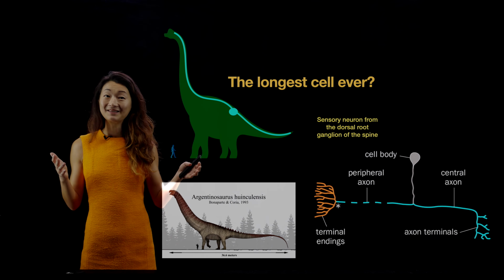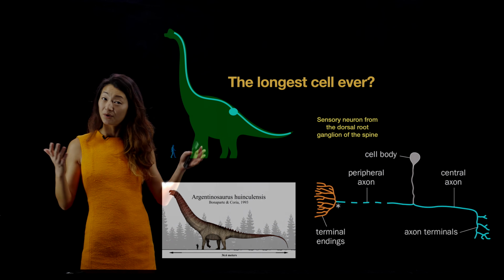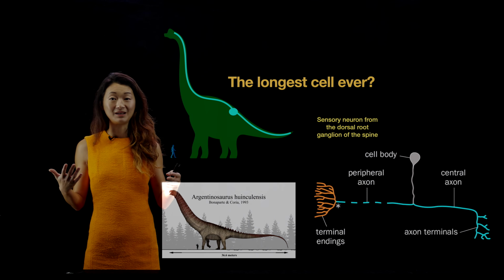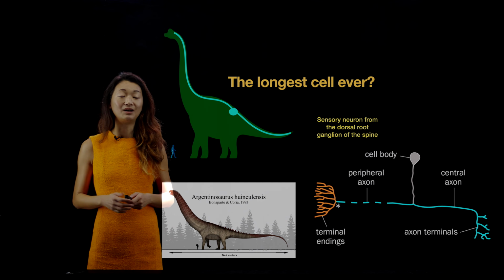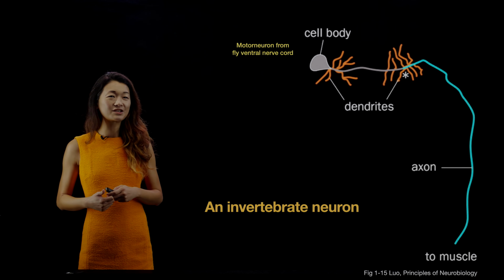We have no direct evidence that the cell did exist, but we have fossil evidence that these dinosaurs existed, and they were in fact this large. And so if their neuroanatomy looks like every other neuroanatomy that we know in other vertebrates, presumably it had a cell of this kind also. So that's kind of cool. Okay. So those are some vertebrate cells.